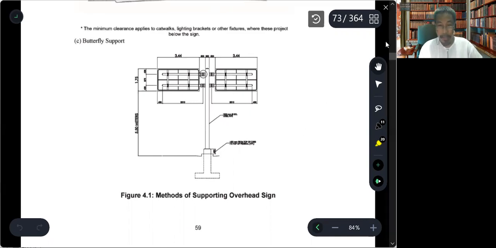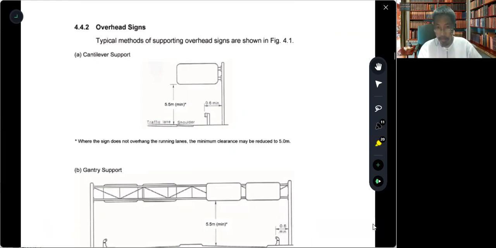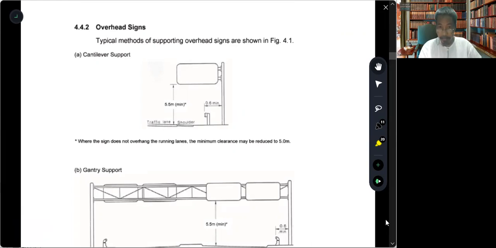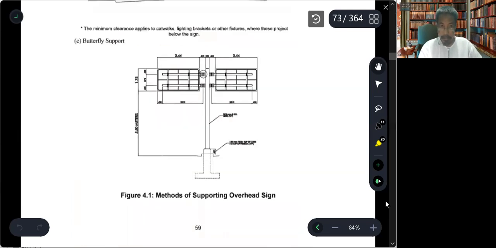If you compare to the gantry support, we have this information posted on the steel beams, and look at the other side. That is the opposite direction traffic. The guide signs are posted on the other side, facing the other side. Therefore, we know that the traffic used on this road is two-way traffic. There is two-way traffic there.